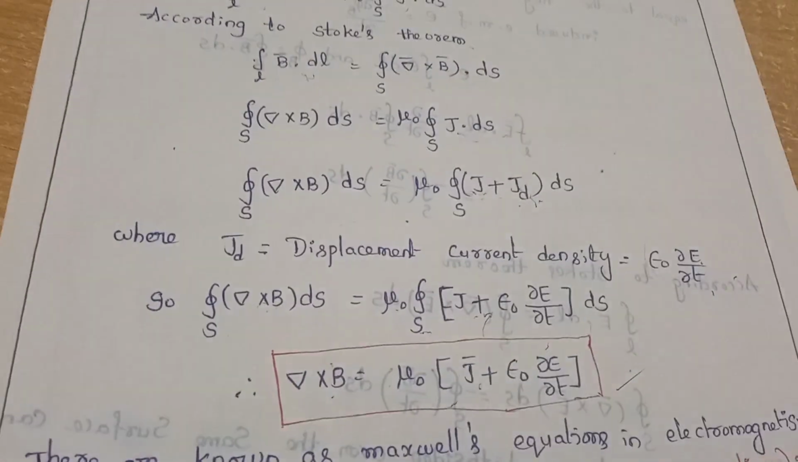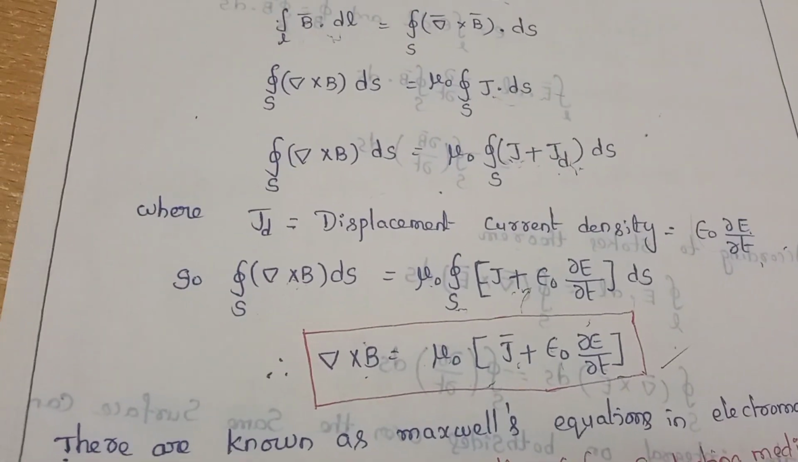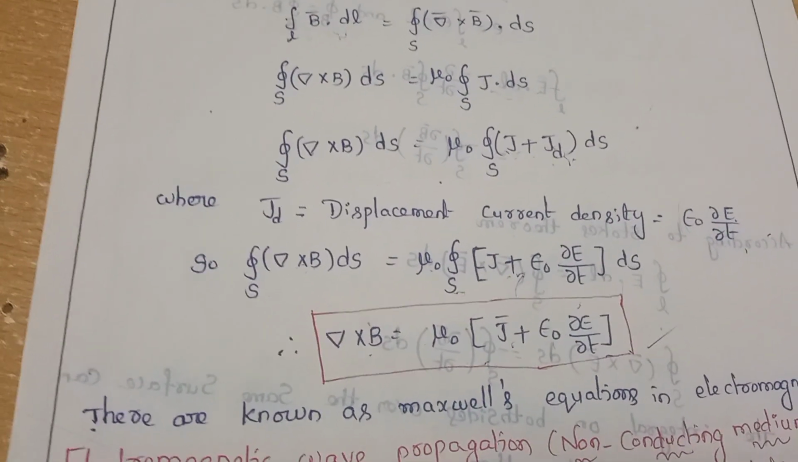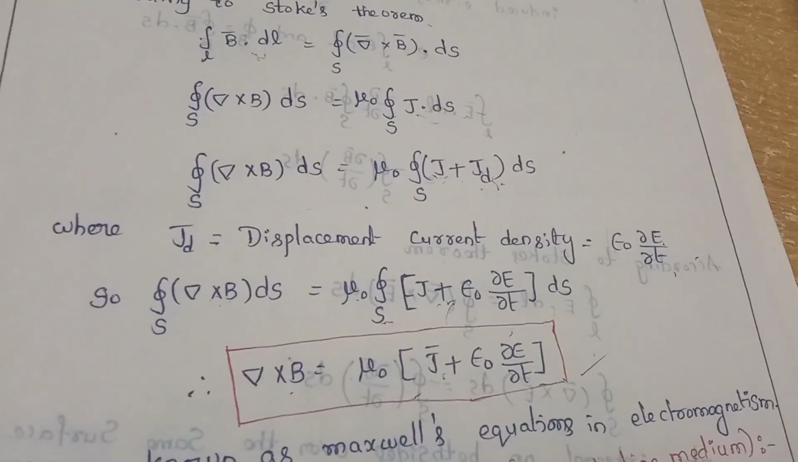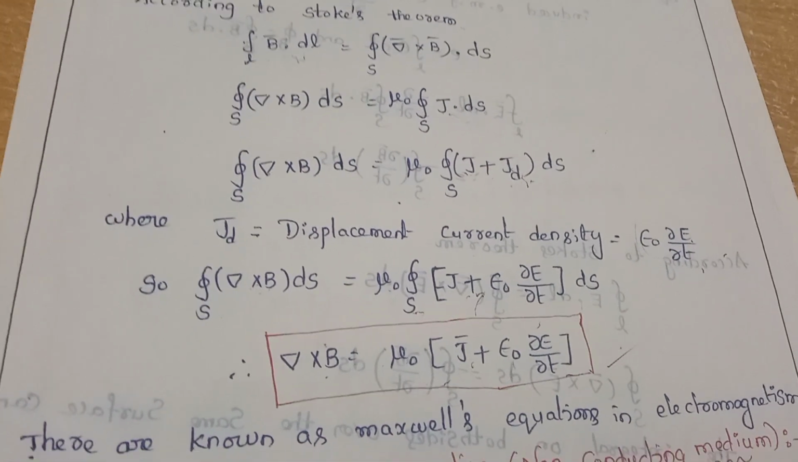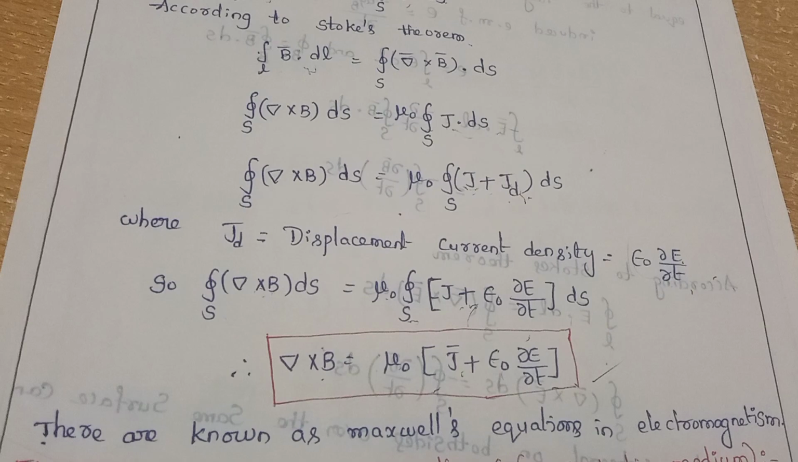Why is displacement current added here? Because an electric field will be set up along with current density and magnetic field, and in such a way that the extra current density is known as displacement current density. That's why Maxwell added displacement current density. So these are the Maxwell fourth equation.